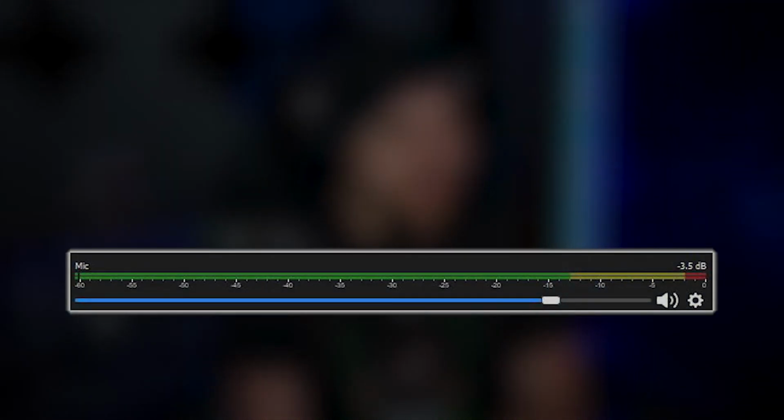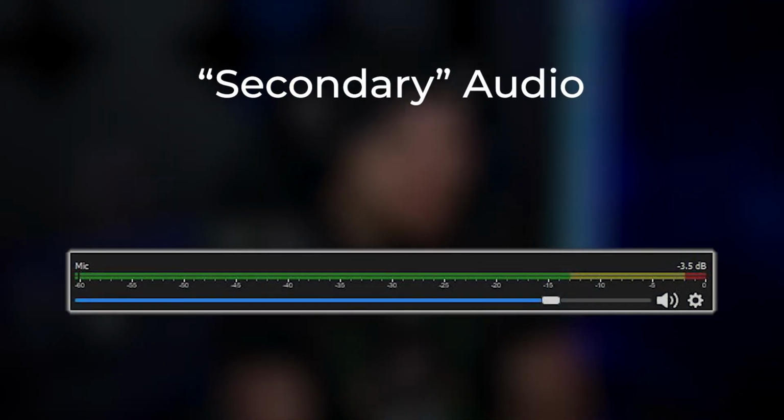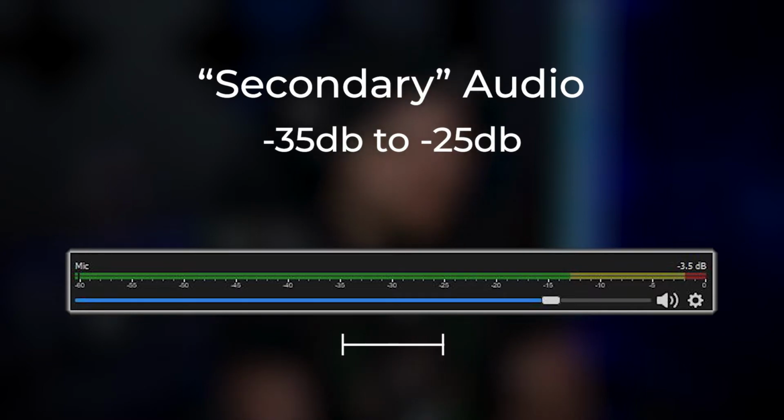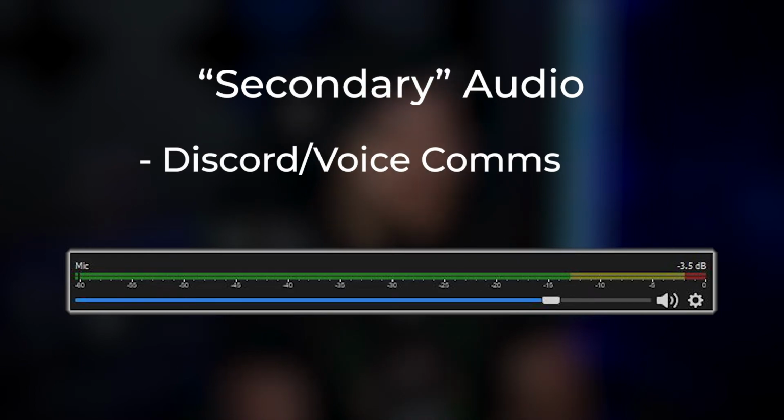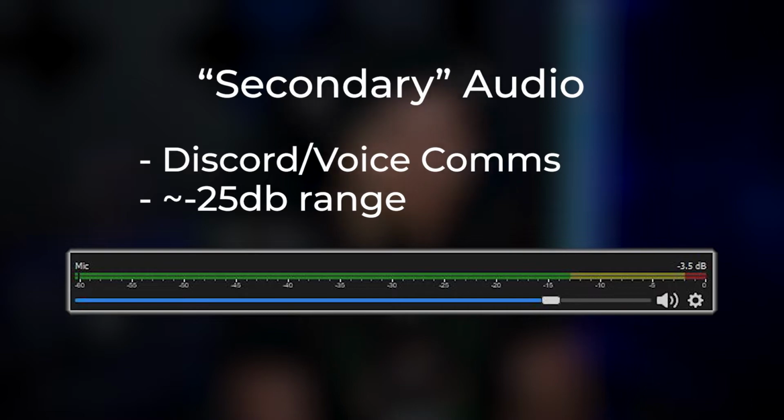Next up, we're looking at our secondary audio. This falls between -35 dB to -25 dB. This is where our game sounds go, sometimes our music. It all just depends on what you're streaming. I also like to keep my Discord audio from my friends here as well, mostly closer towards the -25 dB range, just so that they're slightly above the game audio.